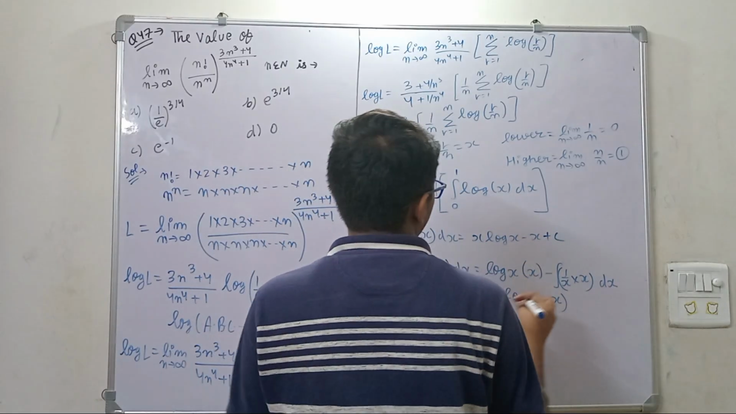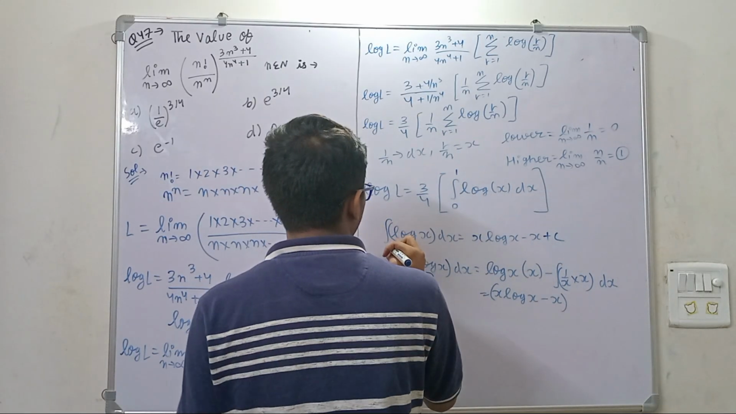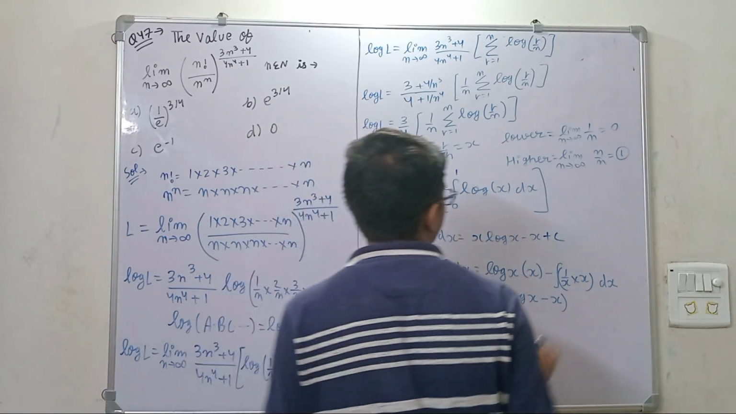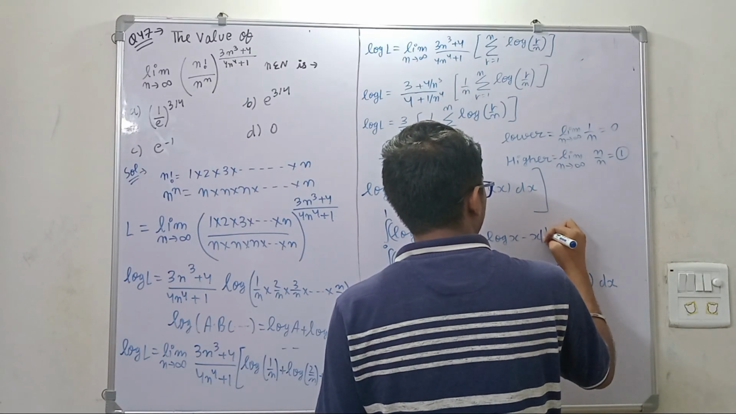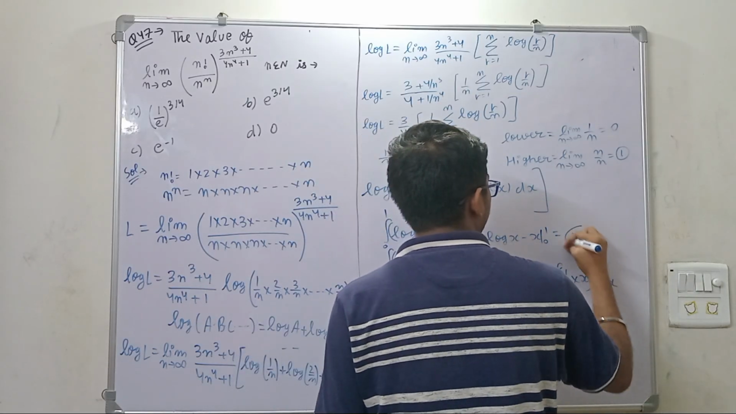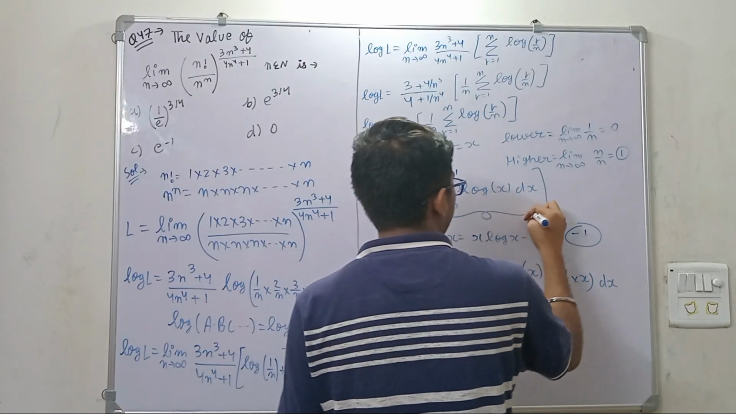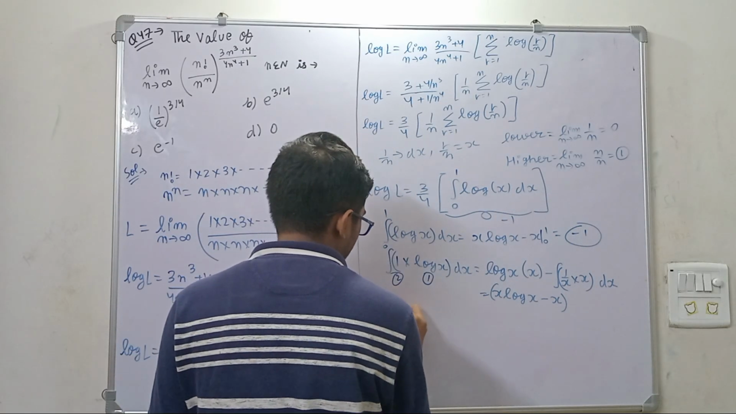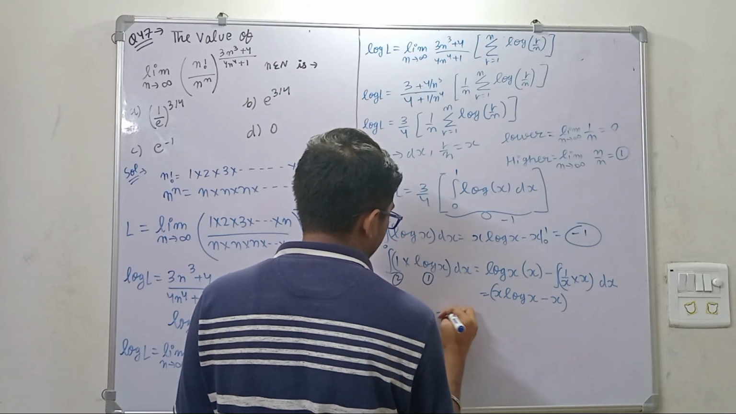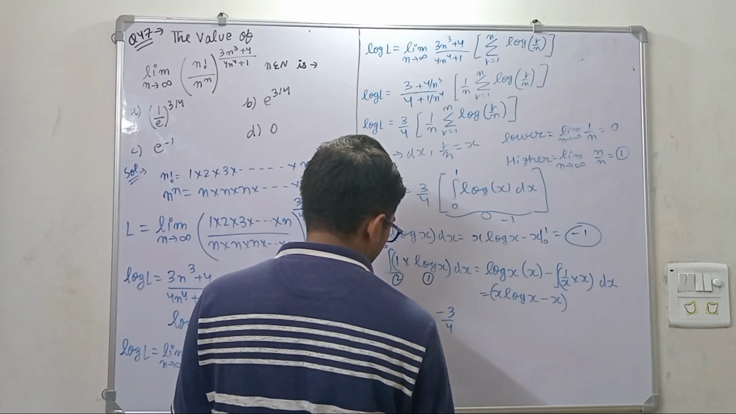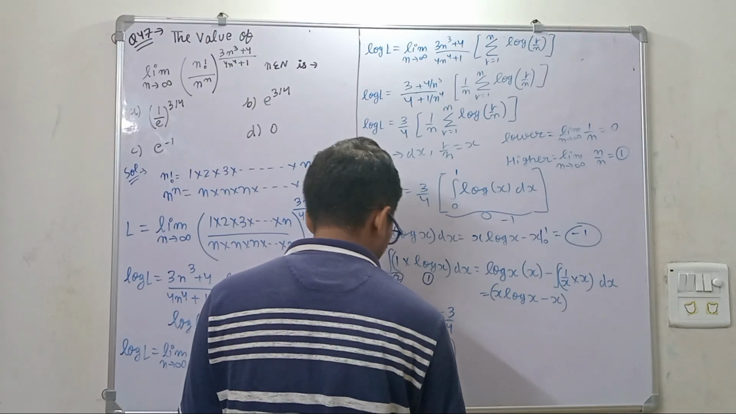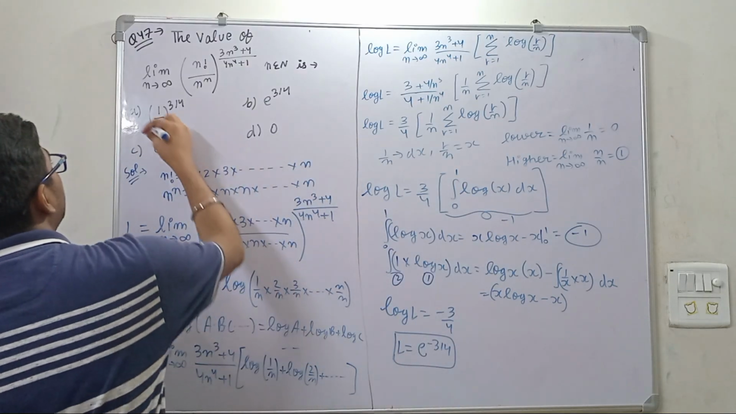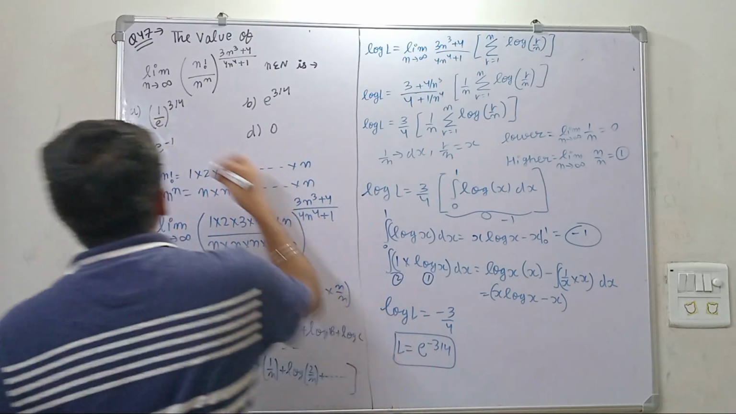So simply now what will you do here? You will put limits from 0 to 1, and here also you will put limits from 0 to 1. So this will become minus 1. Means this whole integration is coming out as minus 1. And log L is minus 3 by 4, means L is e to the power minus 3 by 4. Which is the option number A.